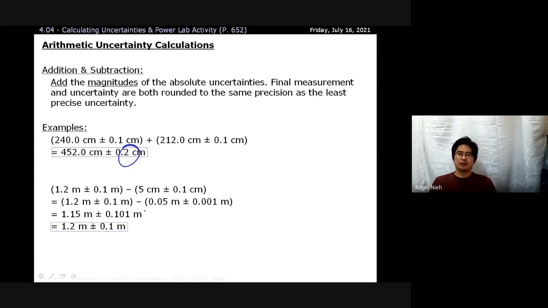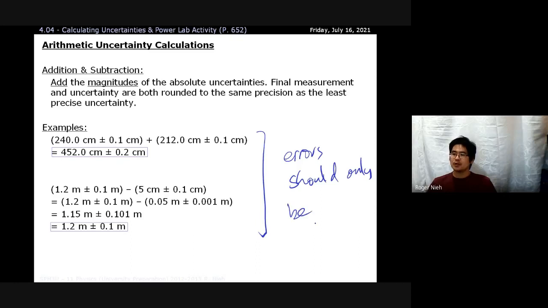So your errors should only be one significant figure. That's the key thing. Errors should only be one sig fig. That is true in all cases.